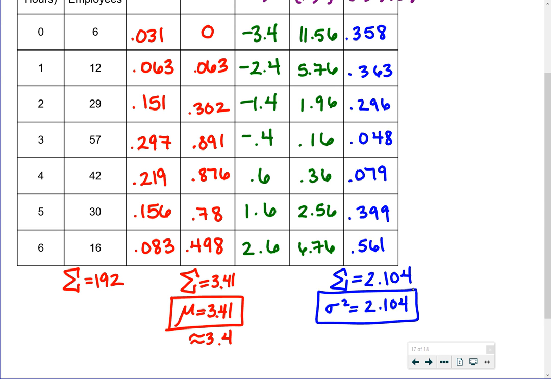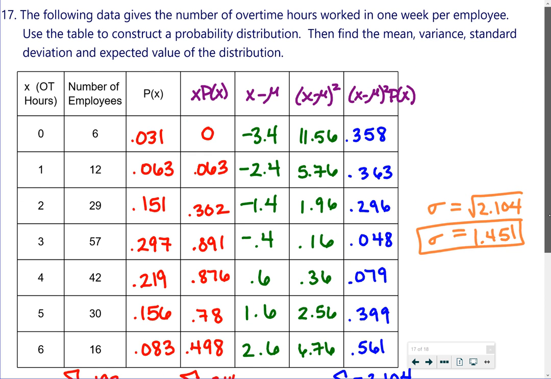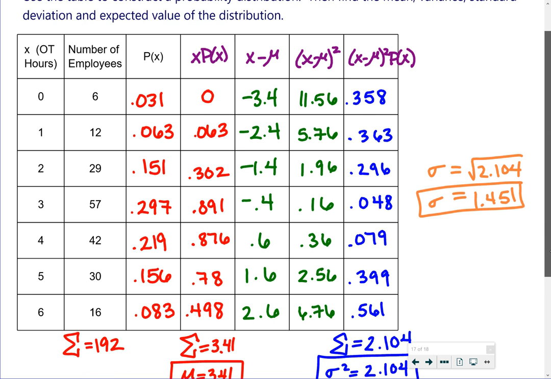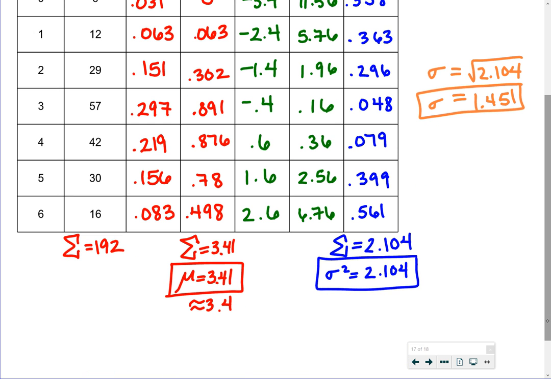Okay. Only thing I am missing is standard deviation, which is a quick step from the variance. What do you do with variance to get standard deviation? Square root it. So standard deviation will be the square root of 2.104. And that is 1.451. I think that's everything it was asking for. Yes. Mean, variance, standard deviation. Oh, expected value. Expected value is the same as your mean.